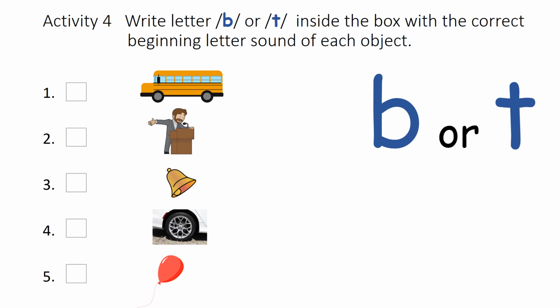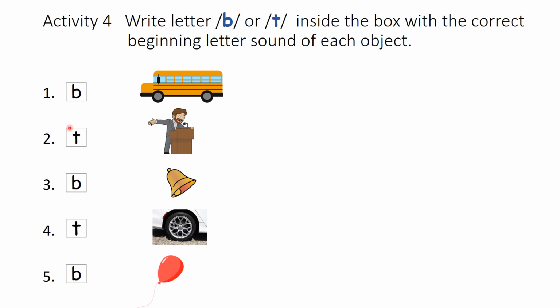Okay, let's continue. Let's check. Number 1, it's letter B because it's bus. It sounds as b, bus. Number 2, T, it's talk. B, bell. T, tire. And letter B, balloon.